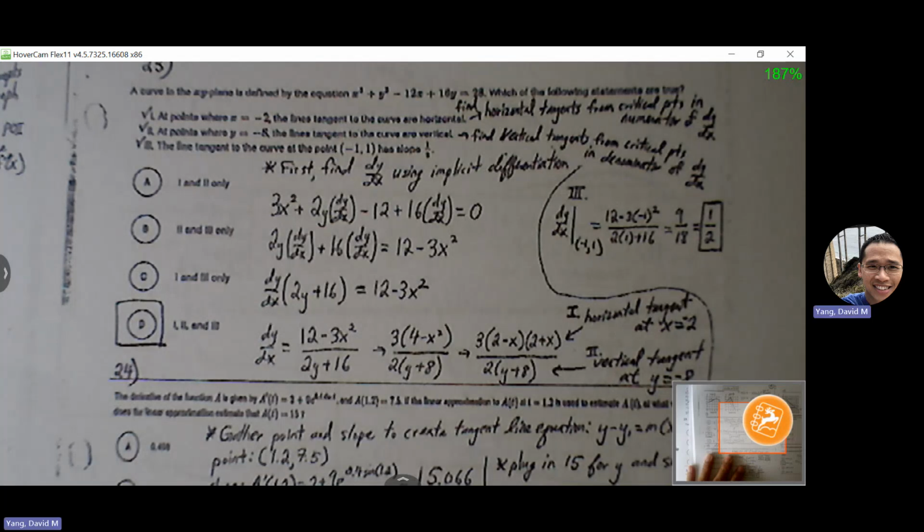So if I set the denominator equal to 0 and solve for y, I'll get y equals -8, and that matches statement 2. And if I plug -1, 1 into my dy/dx, I'll get 1/2. So that's also true. So all 3 statements pass.